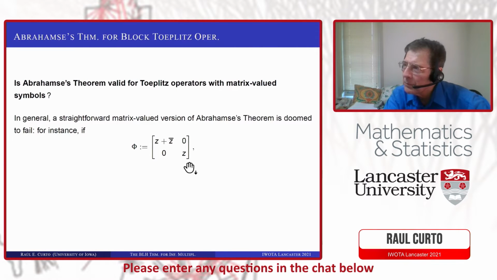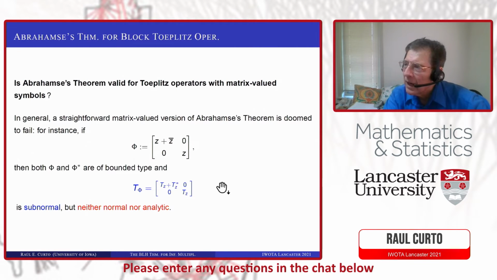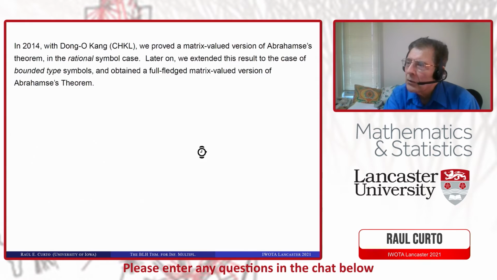Very simple, okay? Both phi and phi star are of bounded type. T phi is what it's supposed to be. Notice that I'm taking the adjoint there because T z-bar is T z star. This is abnormal. Why? Because the 1-1 entry is self-adjoint and the 2-2 entry is subnormal, it is the shift, right? But this is not normal or analytic, as one can prove. So there is a problem there.